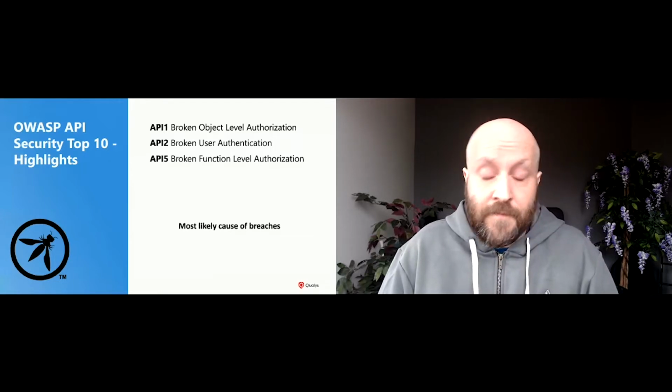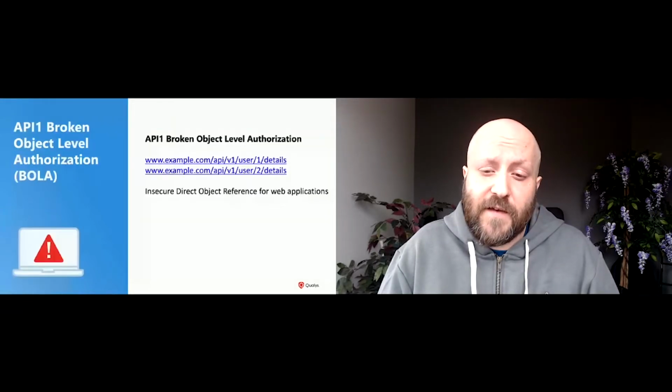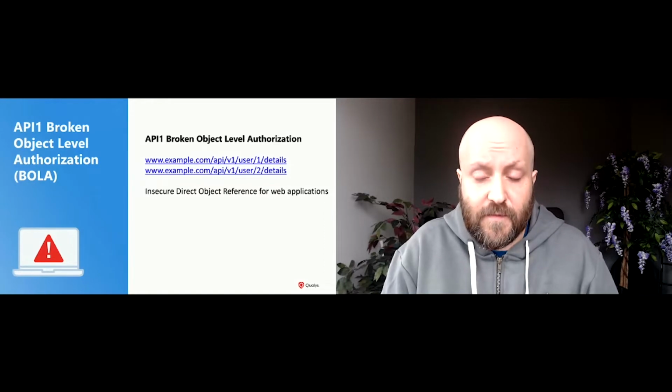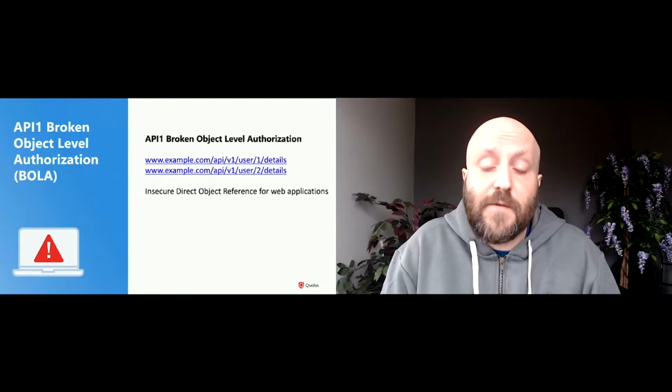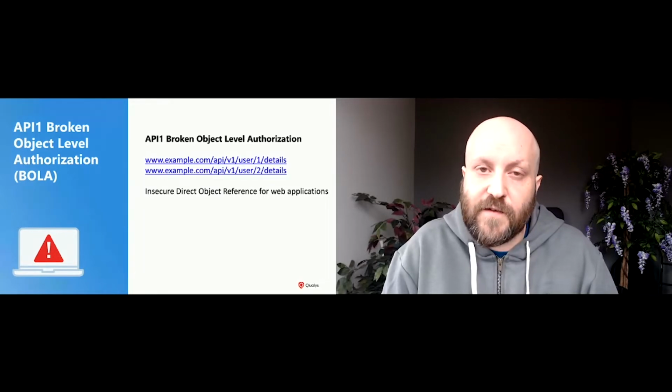So API 1 is broken object level authorization. Some people are calling it BOLA, but this is analogous to IDOR, or insecure direct object reference, in web applications. Essentially, it just means that people are able to access an object in a way that's insecure. So in this example, perhaps you're user 1, and you can access the endpoint for the details for user 1. But simply incrementing the number to 2 may allow you to have access to user 2's details, which shouldn't be allowed and would be an access control vulnerability.